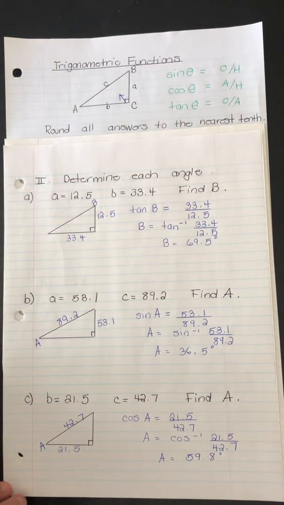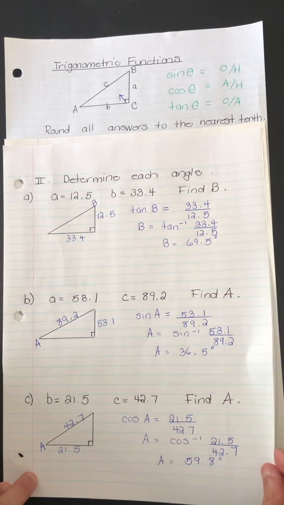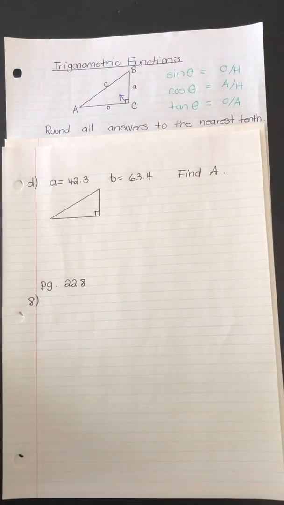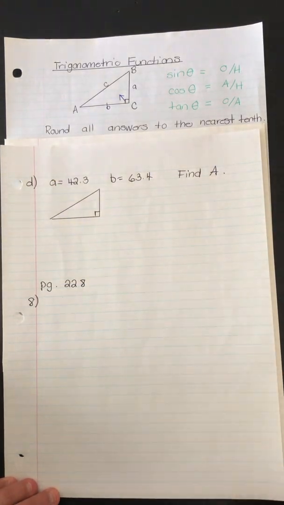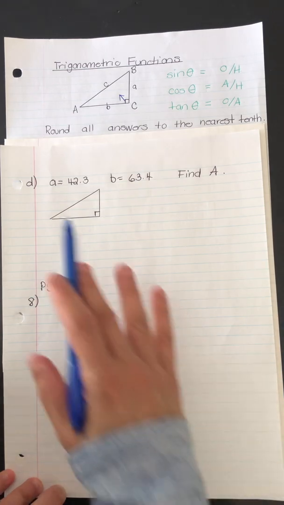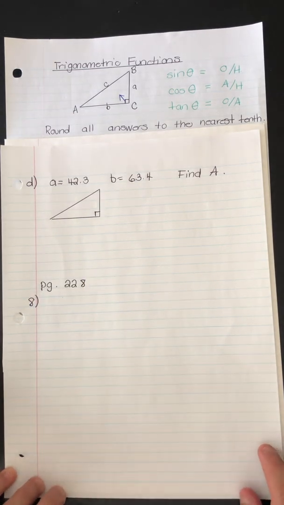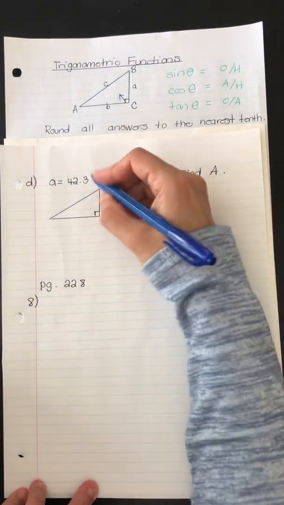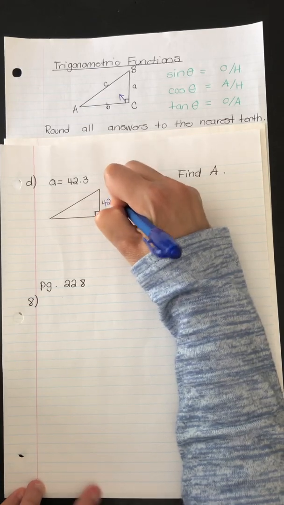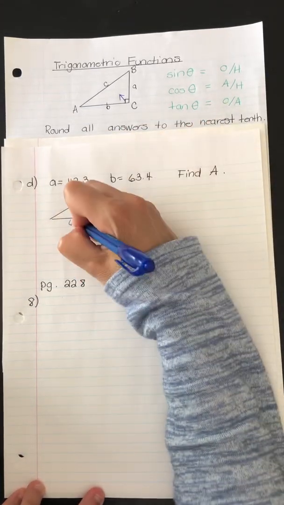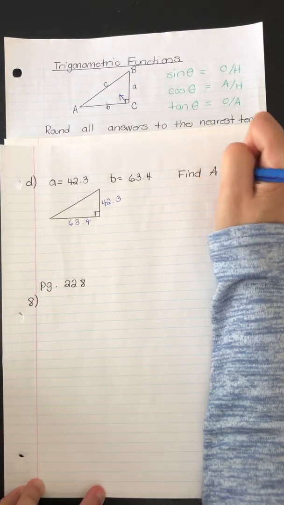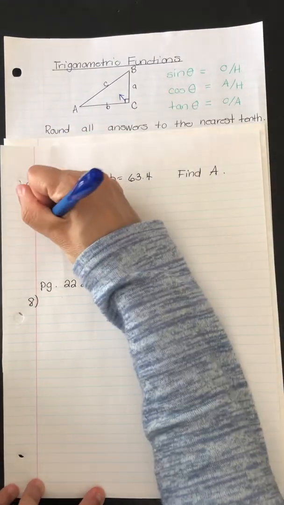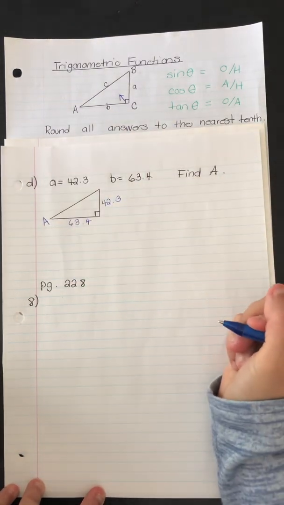Okay, I'm going to do a couple more problems together. So part D, and then one more question from your textbooks. So part D, let's first label the two given sides. And now we're going to label the angle of interest, which is down here.